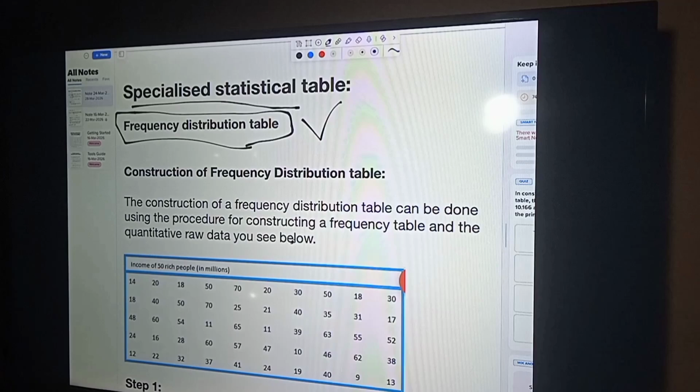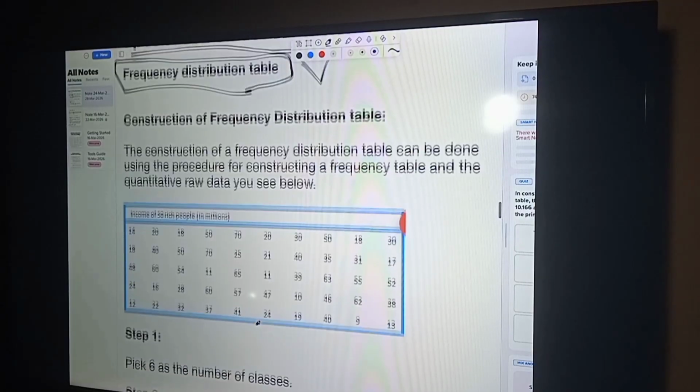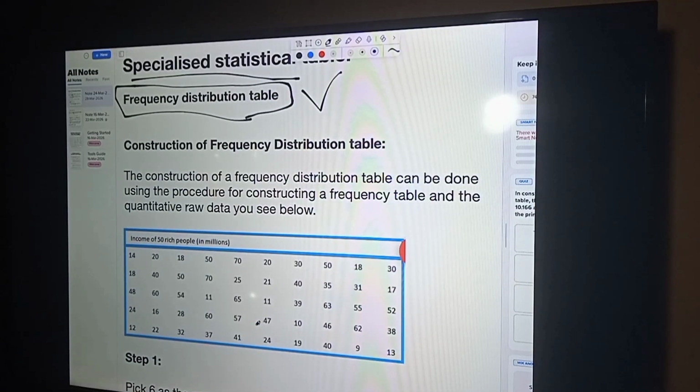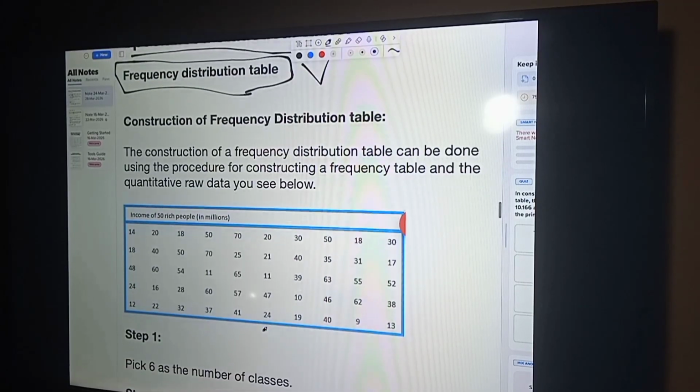For the construction of a frequency distribution table, we need raw data. And you know that raw data is first-hand information. Raw data is also called primary data. And primary data is the data collected for the first time by a researcher.